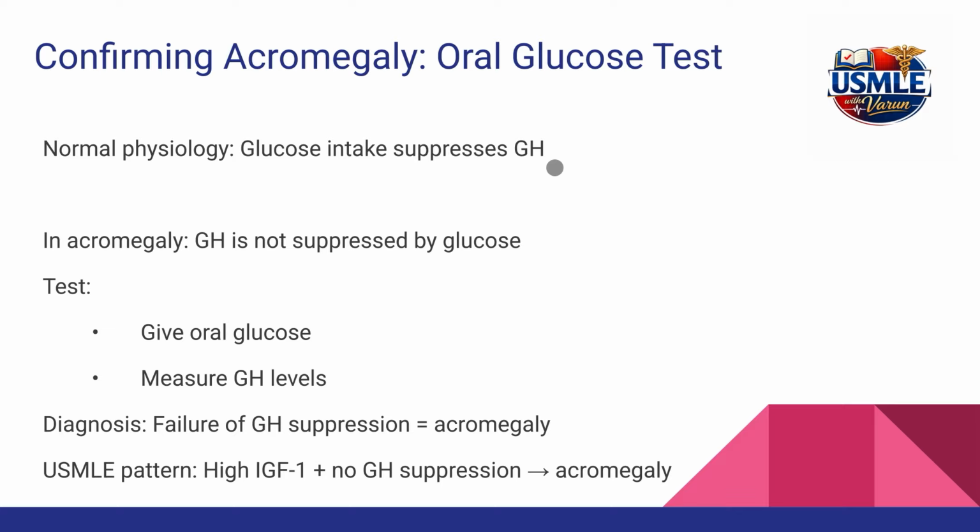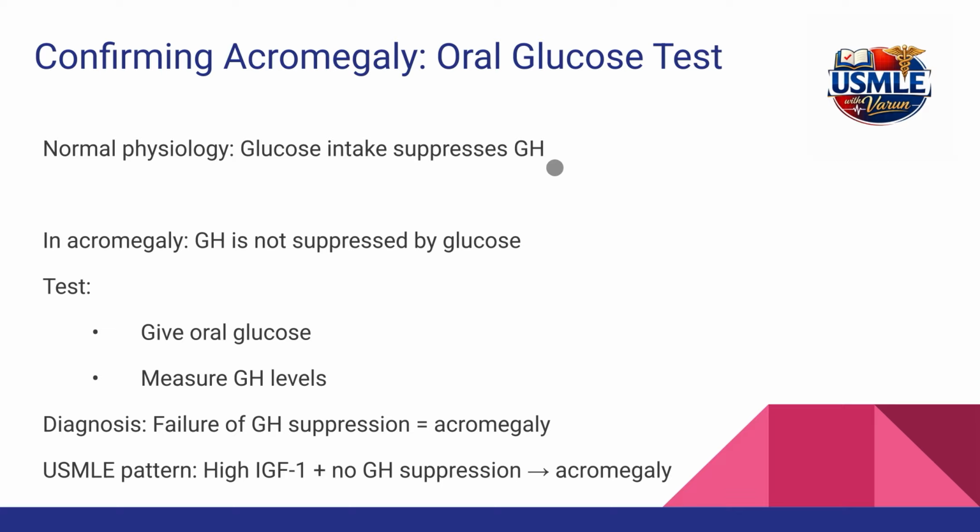So this can be confirmed by first giving oral glucose and then measuring growth hormone levels. Under normal physiological conditions, whenever there is glucose intake, there are decreased growth hormone levels. Whereas in acromegaly, even after giving oral glucose, there is elevated growth hormone and failure of growth hormone suppression. So this is a diagnostic indication for acromegaly. High insulin-like growth factor is a screening test, and the oral glucose test is the confirmatory test for acromegaly.